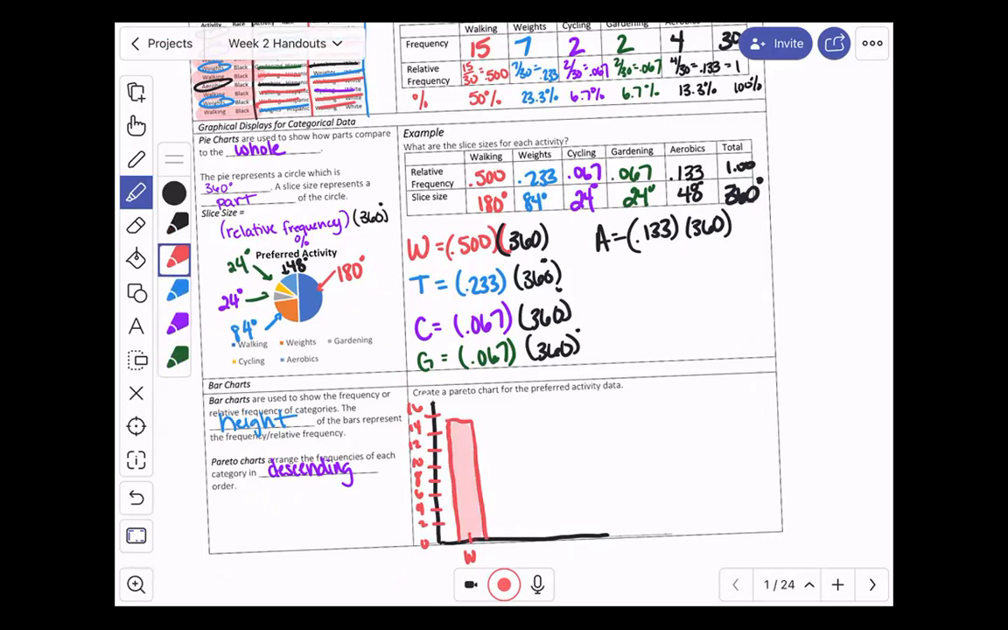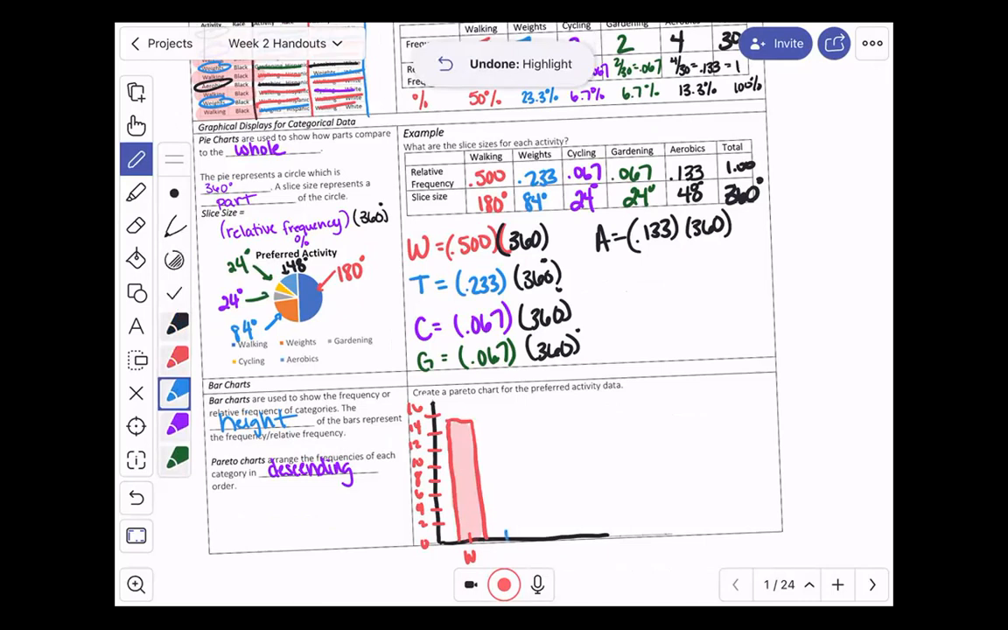Walking category, right? The next one would be what? Weights at 7. So let's do weights at 7. And when you draw bar charts, have gaps in between them, by the way. So you need to put gaps in between the bars, and that's at 7.